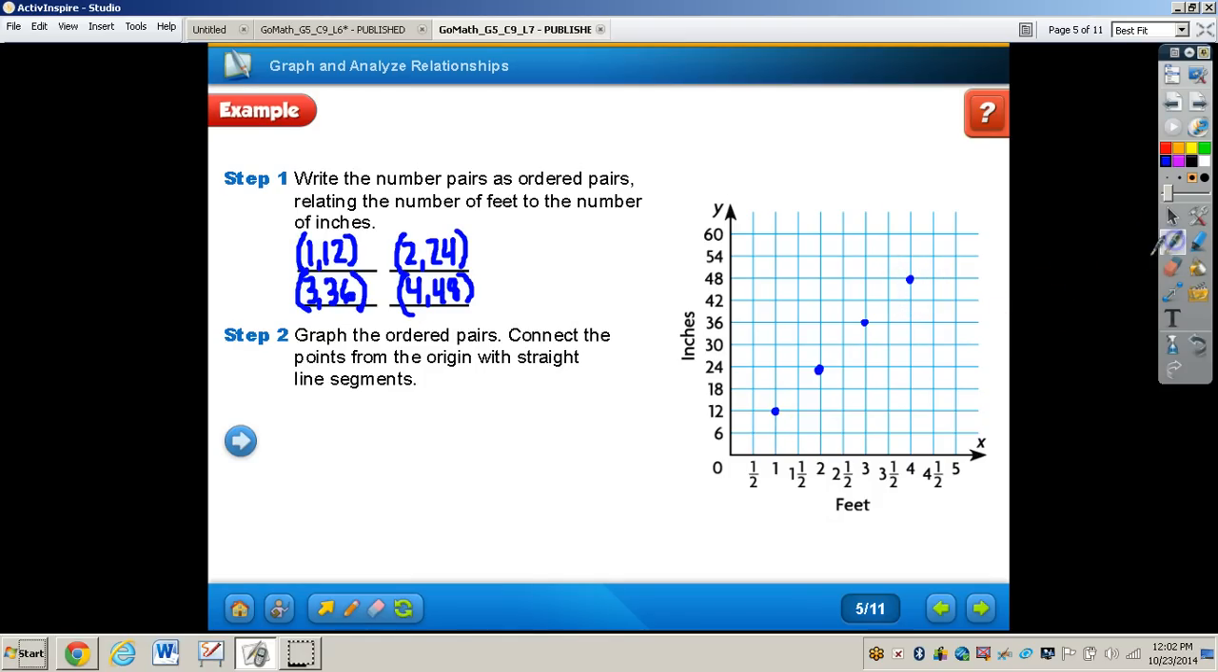Now from here, we're going to connect these lines, and I'm just going to do this with red ink here. Do the best you can with straight line segments. Even using a ruler is very, very helpful. Okay, so we have the information graphed.